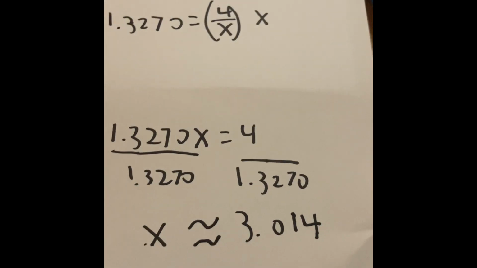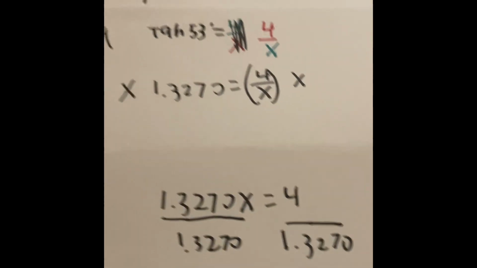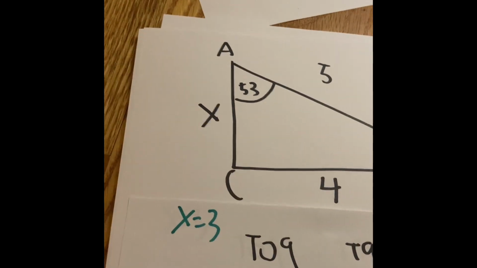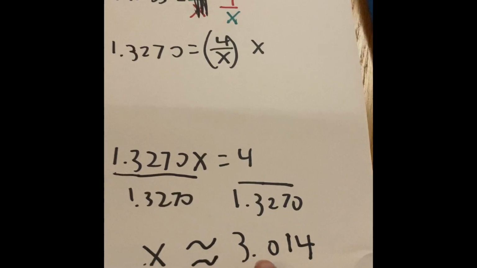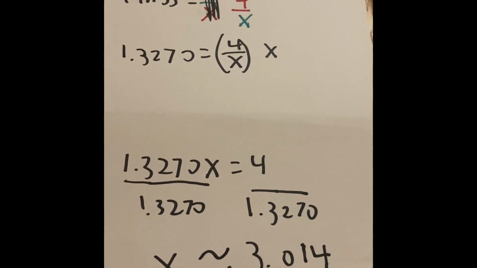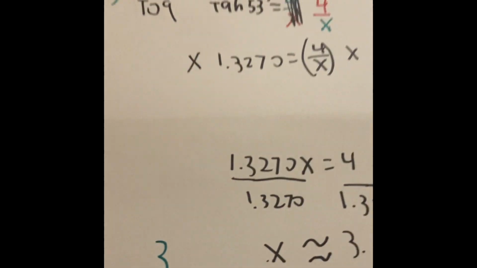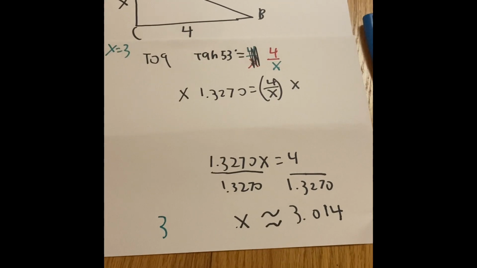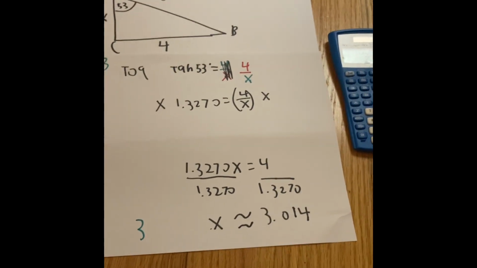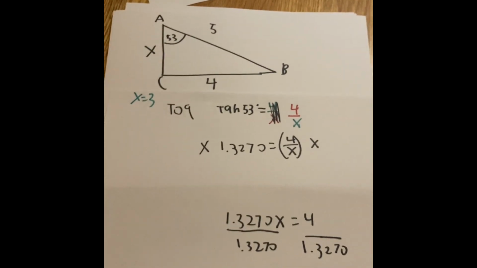So x is around 3.014. If we use the Pythagorean theorem and 3 represents x, then using the tangent, 3.014 would be kind of our answer. If we put it close to 3, since it's very, very close by hundredths and thousandths, your teacher will still accept it because your teacher knows you got very close to that answer. That is using the tangent.